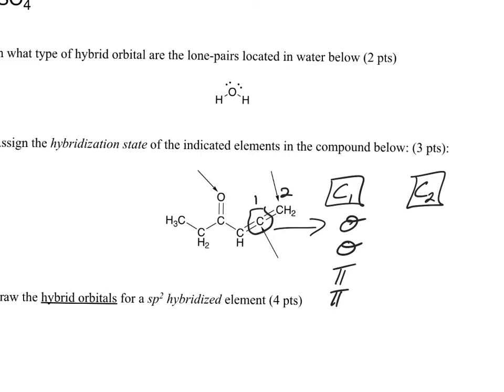It has 3 sigma, very good, and 1 pi. Notice it's always 4, right? It's always usually going to be 4. You have 4 atomic orbitals always, 4 hybrid orbitals.